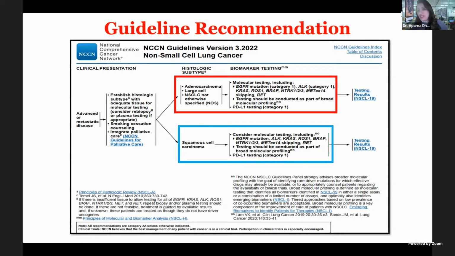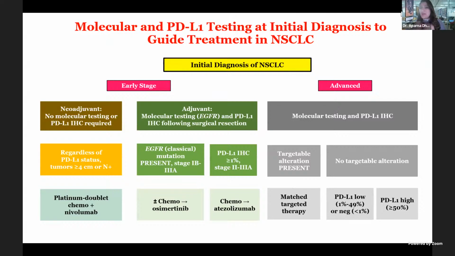We've gone beyond EGFR, ALK, ROS. We've got a plethora of biomarkers. And interestingly enough, it's not just limited to adenocarcinoma, even squamous cell carcinoma. And now even in early stage, a minimum of EGFR, ALK, ROS is recommended, especially since we know that the presence of any of these oncogenic drivers is a contraindication for immunotherapy.